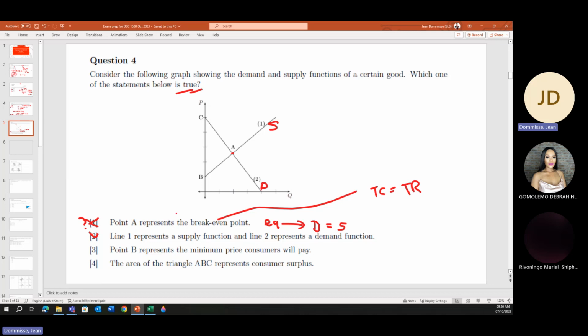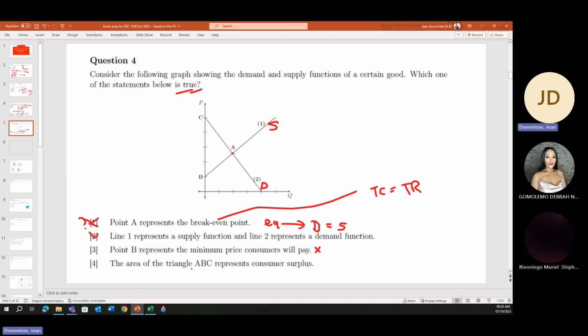Okay, so let's look at, so you could have stopped at that point. You don't need to try and look at the others, but let's just look at what the rest actually mean. Point B represents the minimum price consumers will pay. Supply, demand, so definitely not.